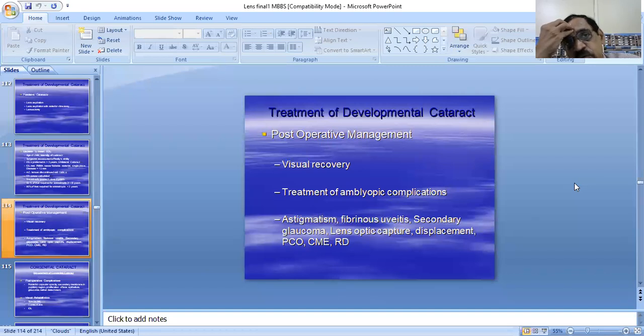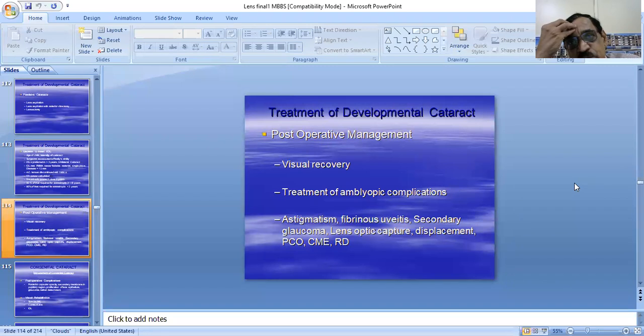So what we do is we try to dilate the pupil and constrict it just behind the lens, over the lens. So that may take care of the lens optic capsule. Otherwise, it causes constant irritation to the iris and gives rise to continuous inflammation of the iris and problems to the child. And displacement of the lens sometimes occurs.